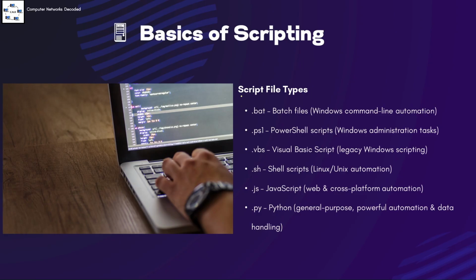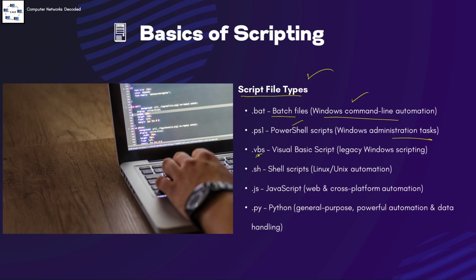Now coming over to some script file types. First one is .bat, or batch files. These are Windows command line automation. The batch files are used in Windows automation. Next is .ps1. These are PowerShell scripts. Again, these are Windows administrative scripts that are used for different administrative tasks inside Windows.